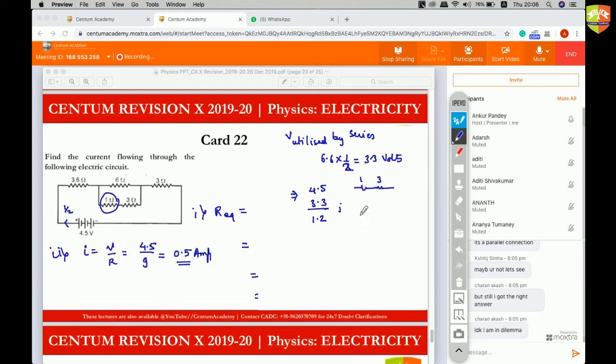Okay. So the current in the upper branch will be equal to 0.3. Why? Because the total current coming at this junction is 0.5. 0.2 goes here. So what will be coming down is 0.3. Clear? So the voltage of 1 ohm will be equal to I into R, which is 0.3 ohm.